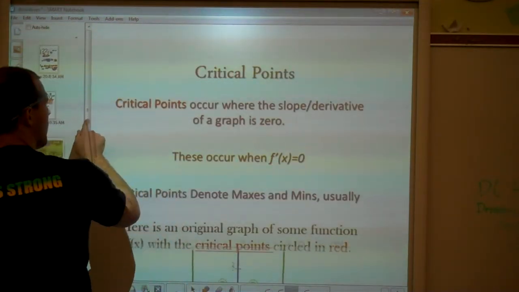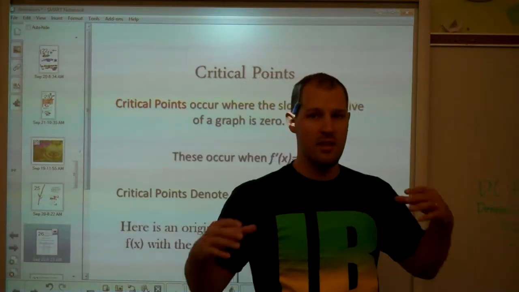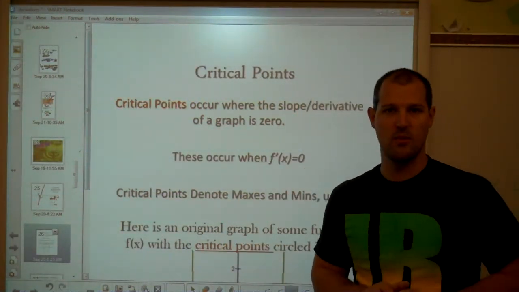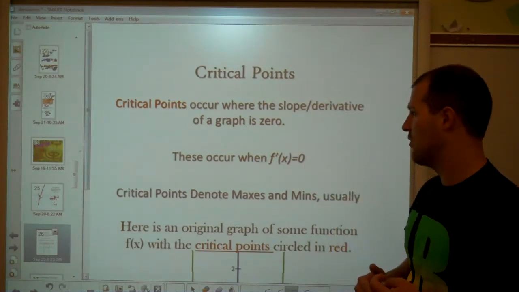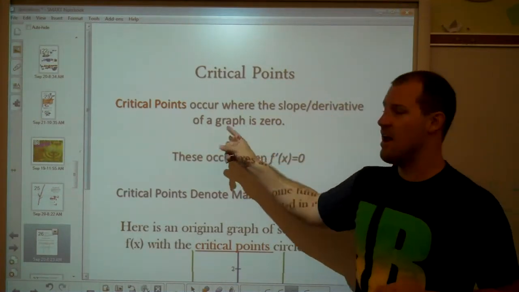Okay, first thing we're going to look for when we want to graph is something called a critical point. This is a huge, huge concept in calculus and one that's really, really important to get. Okay, so critical points are defined in a couple different ways. Okay, the slope of the original graph is 0.